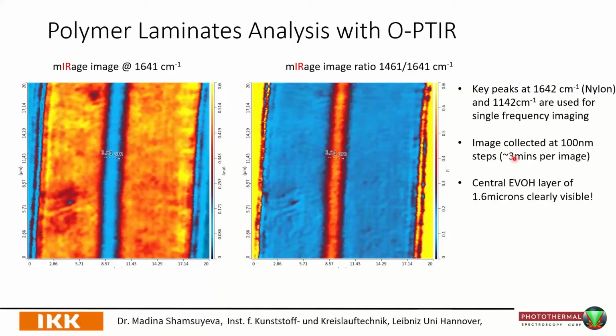Being a QCL-based instrument, from a pump laser perspective, we can also tune and park the laser at wavelengths of interest. In this case, I'm parking it at 1641, and then we're taking the ratio of another image at 1461. If you take the ratio, it really highlights some subtle chemical differences. In this case, we have an ultra-thin 1.6 micron layer of EVOH that would be otherwise impossible to see with any other infrared instrument.